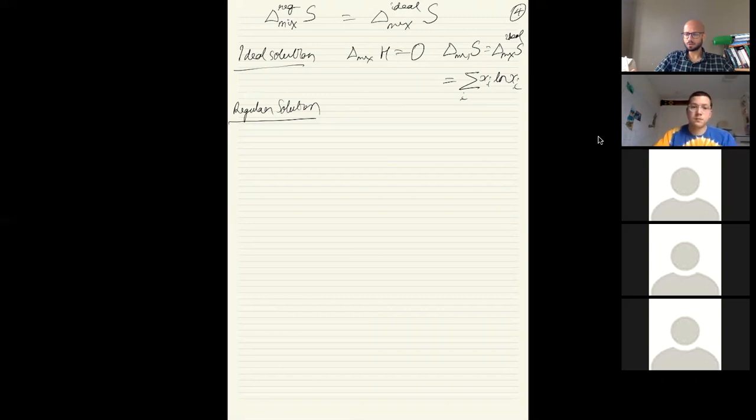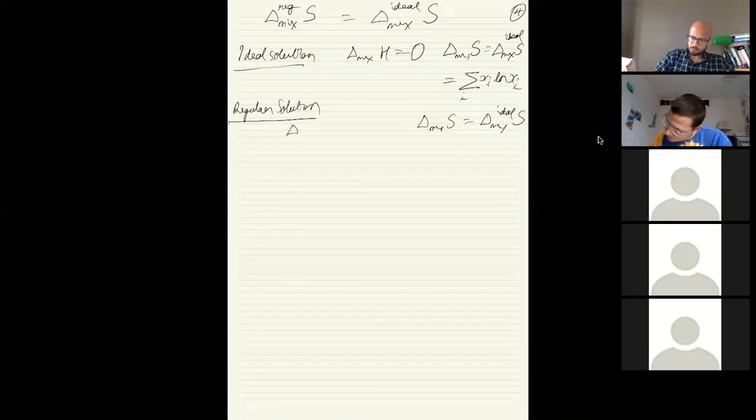For an ideal solution, delta mixing H was zero, and delta mixing S we calculated assuming ideal gas, and that was an Xi ln Xi type term. Then we went to a regular solution. We said, well, delta mixing S is still going to be equal to the ideal entropy of mixing. However, let's change delta mixing H and make it non-zero, proportional to the mole fraction of A and the mole fraction of B. And this proportionality constant was called omega.